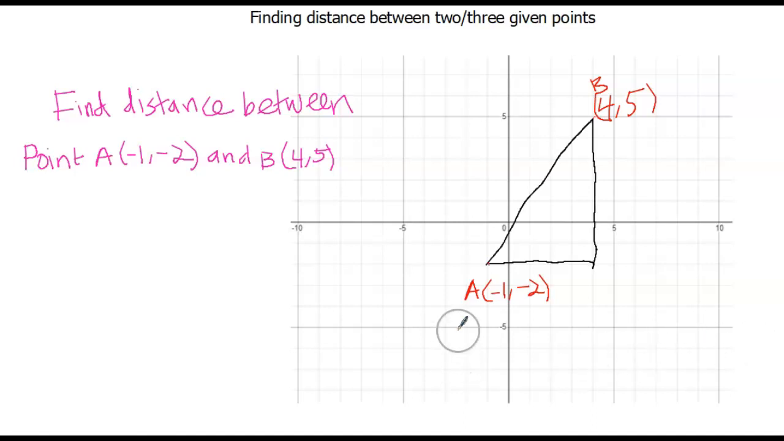So we draw nicely. This is the distance that we are looking for, and we don't know it. But here we realize that this looks like a right triangle. So we can use the Pythagorean theorem that we learned in our previous video. Be reminded that the Pythagorean theorem is c squared equals a squared plus b squared.